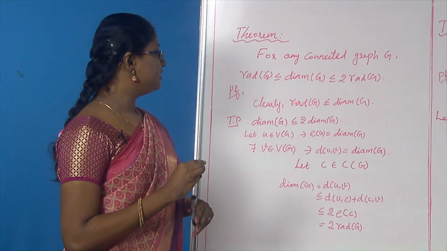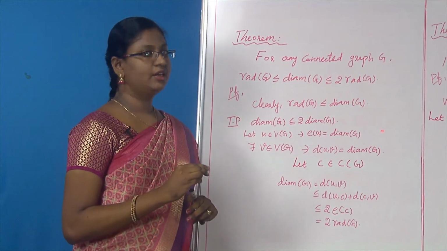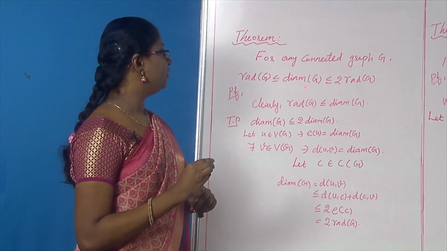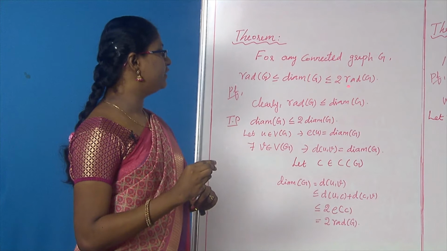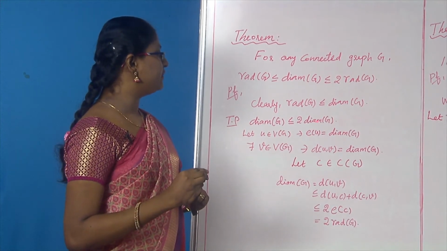So, obviously radius of G is less than or equal to diameter of G here. So, it is enough if we prove the second part alone, that is diameter of G less than or equal to 2 times radius of G. So, we are going to prove diameter of G less than or equal to 2 times radius of G.